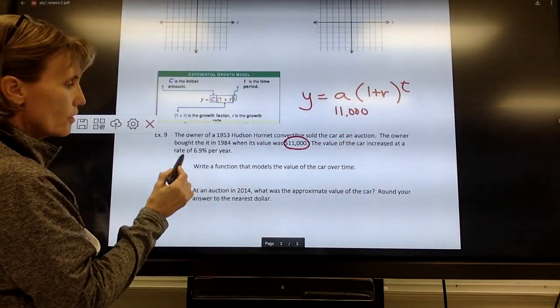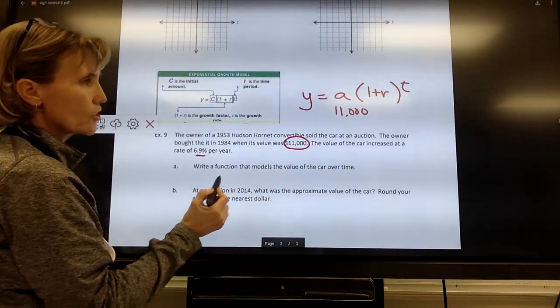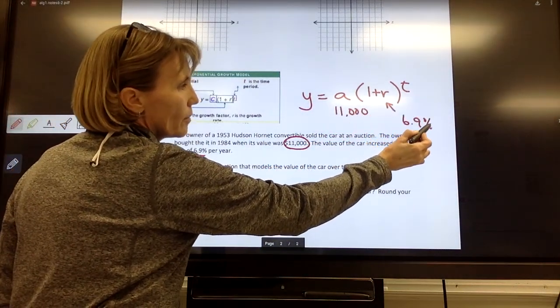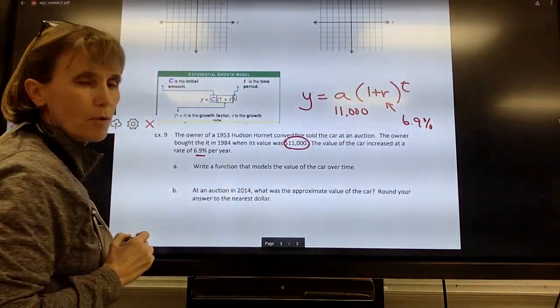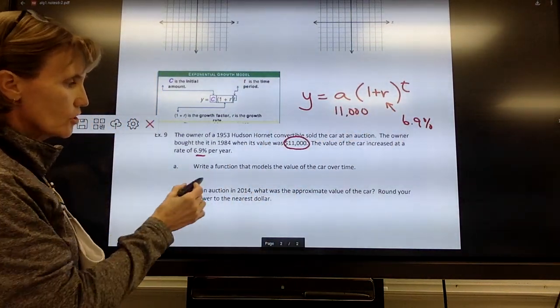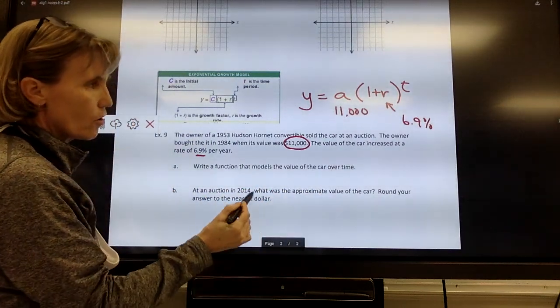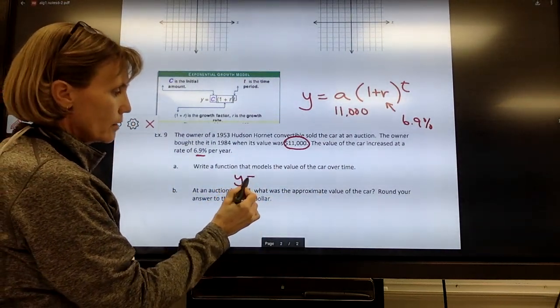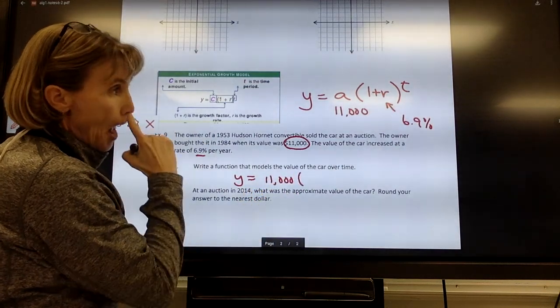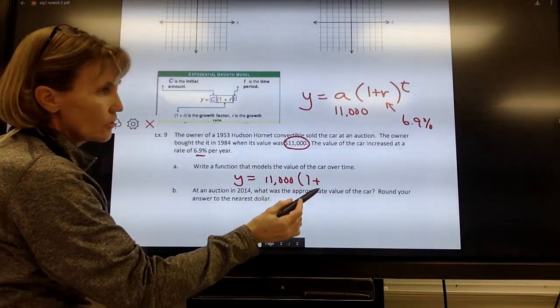The value of the car increased at a rate of 6.9%. That's my rate. Okay, 6.9%. But I'm going to change that when I plug it into the equation. I have to change that to a decimal. I take it out of the percentage. So it says write a function that models the value of the car over time. So you'd say y equals 11,000. That's my initial value. It's always 1 plus the rate.